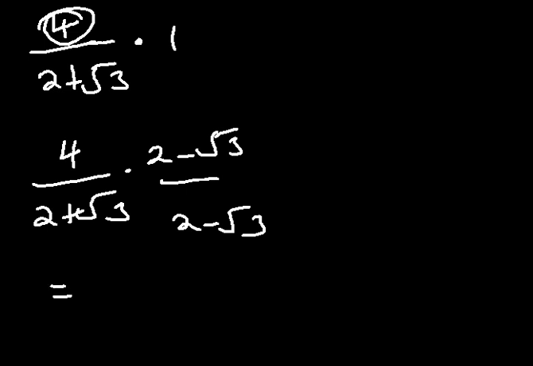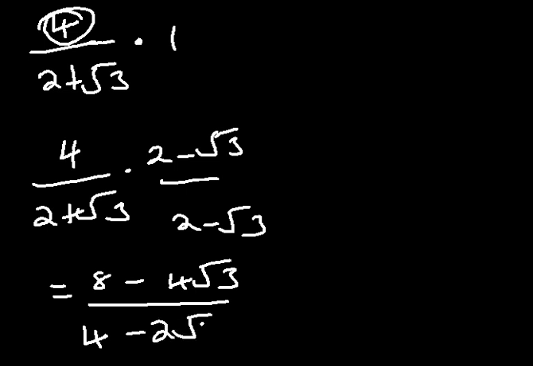So in this case we'll have 8 minus 4 times the square root of 3, divided by, now I should expand here. That is 2 times 2, we have 4, and that minus 2 square root of 3, and that plus 2 square root of 3, then minus the square root of 3 times the square root of 3. We have it as 3.